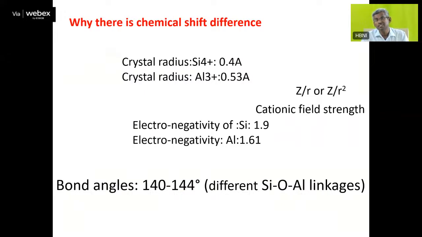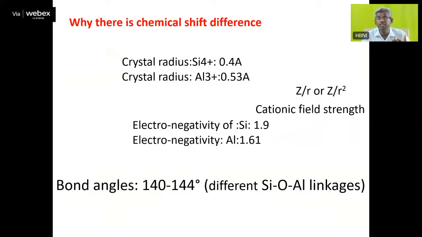There are other parameters like crystal radius. Suppose in aluminosilicate, the important parameter is the crystal radius, because there is a parameter called the cationic field strength, which depends upon the charge as well as the radius. So the charge is 4. So Z by R is a different value compared to that of aluminium. If you see aluminium, the radius is 0.53. So the Z by R of aluminium will be lower compared to that of silicon. So silicon has a higher Z by R.